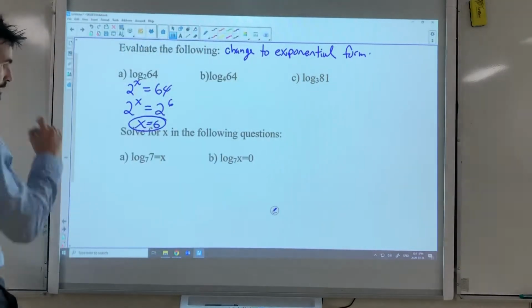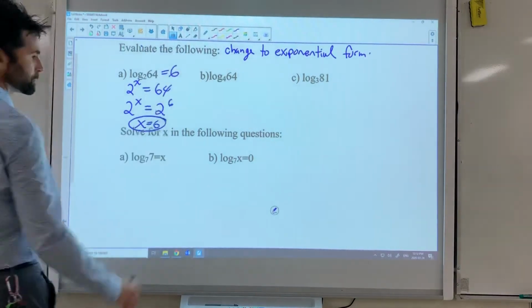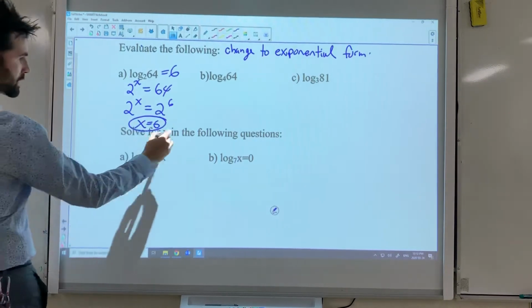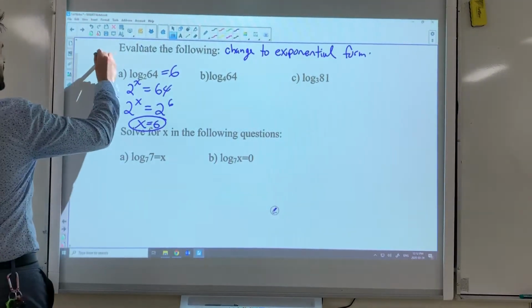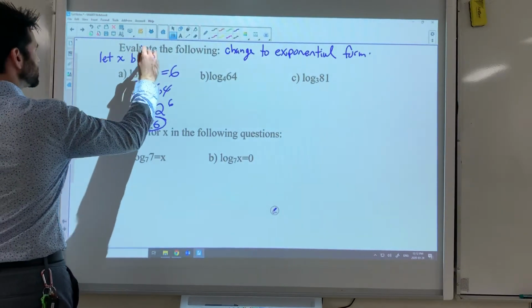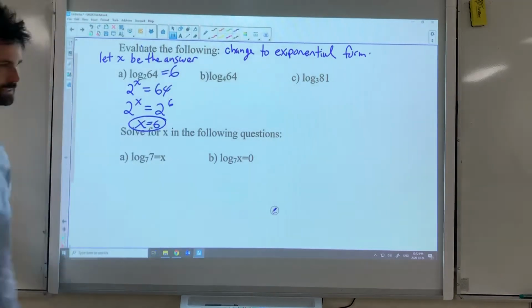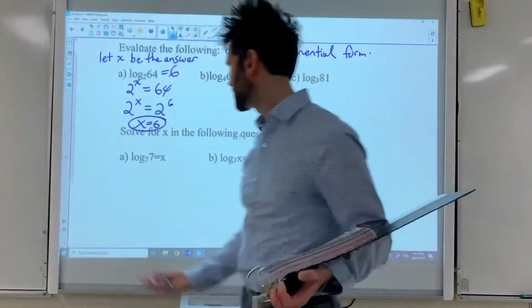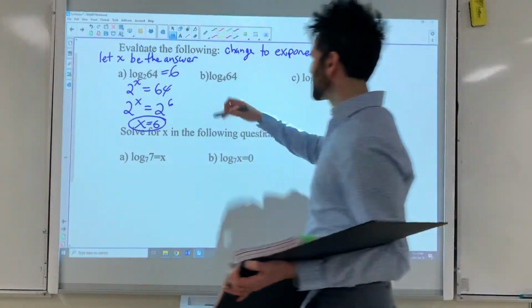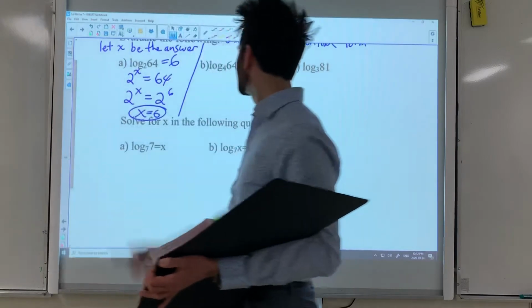You'd show your work like this. But at the end of it, don't circle that, just go equals 6. Or rewrite log base 2 of 64 equals 6. Otherwise, you have to say, like, let x be the answer, or something like that. So you have to define your variable, okay? They're really picky about stuff like that. It's kind of weird, but I get it. They're setting you up for math, like, if you go into university level math, sort of.